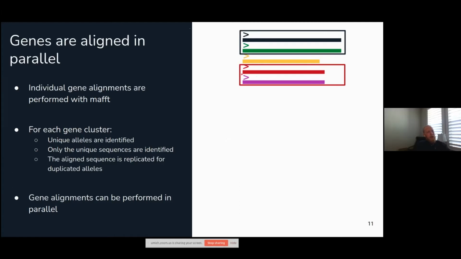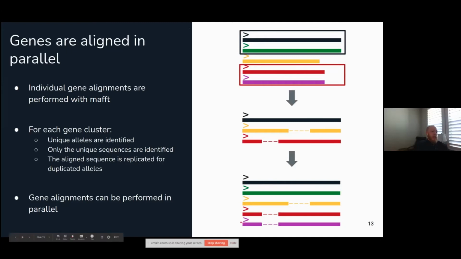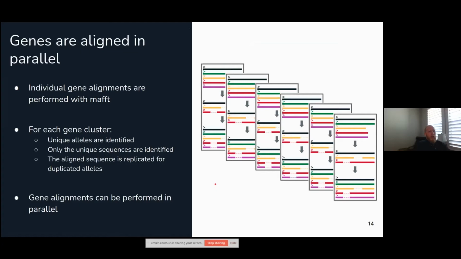So if the red sequence and the purple sequence are identical, then we would only align the red sequence, and then we do the alignment with mapped and parse the alignment so that we duplicate the aligned sequence for any alleles which were duplicated, generating the alignment for the full set of genomes. And then we do this in parallel, enabling multi-threading, so this can be performed on as many cores as are available.